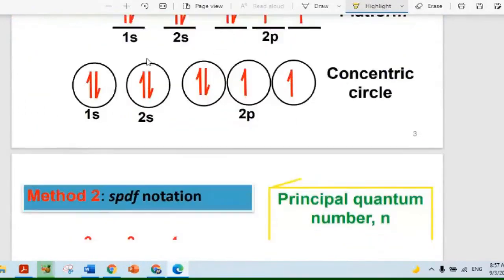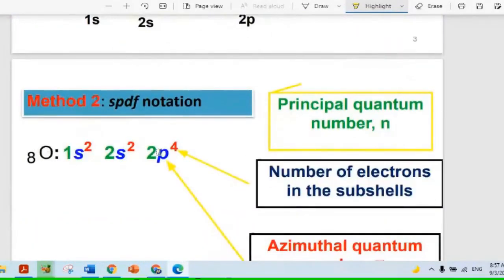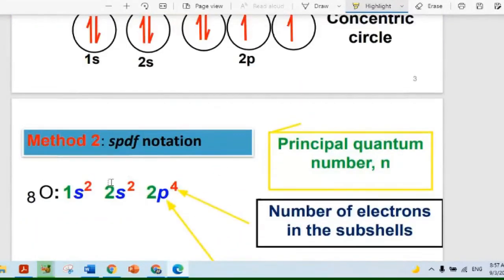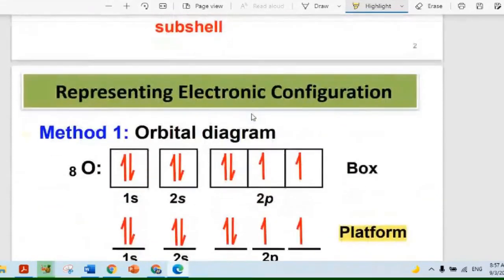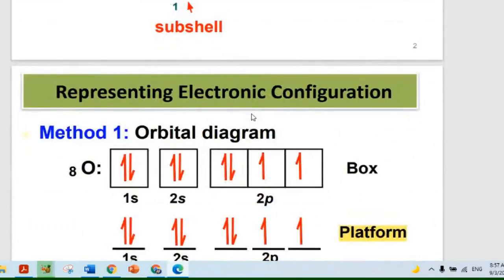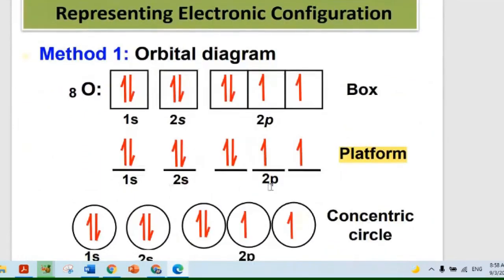Stick to one method using platform. This one is spdf notation. How to write down the spdf notation or orbital diagram based on the proton number. So how to check the proton number based on the periodic table. When you know the proton number of oxygen is 8, so there are 8 electrons for oxygen. So you follow 1s2, 2s2, 2p4.